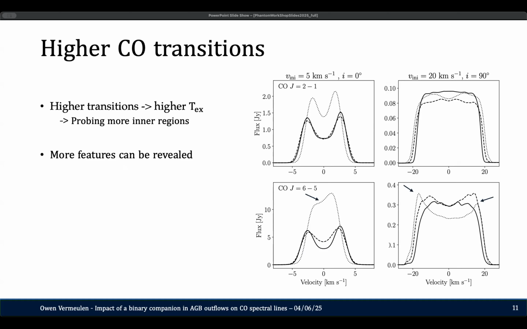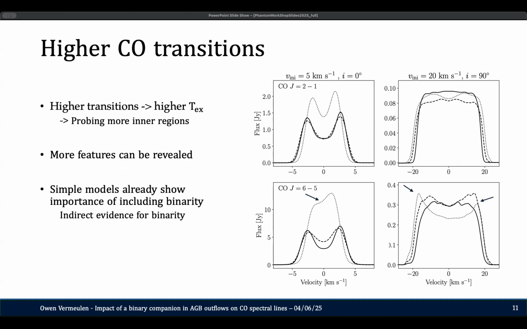But more importantly, in the edge-on ones, which are really approaching these flat top line profiles, we now see that all the lines also exhibit features that are incompatible with this 1D model. For example, these strong double peaks for this one specific model. And so this is what I was doing so far. We can conclude that these simpler models with these free winds already show the importance of including binarity in modeling these spectral lines, and that they can also serve as indirect evidence for finding binary systems.